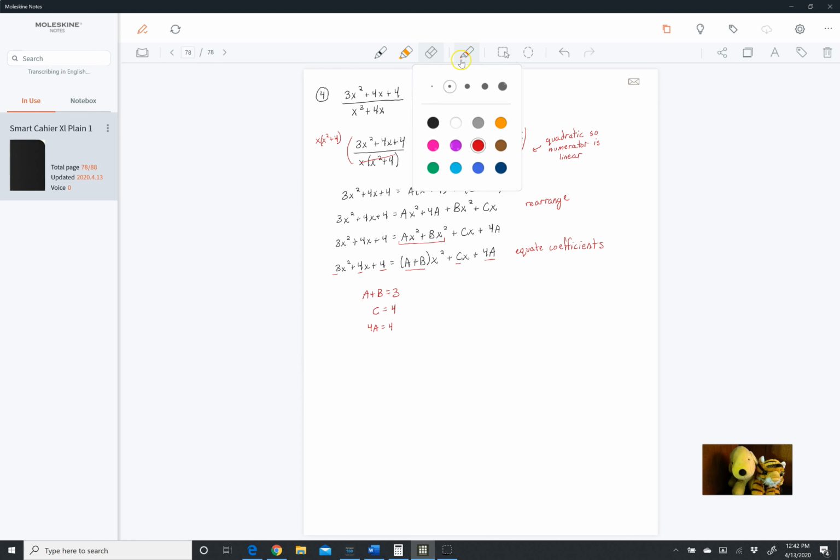So we can use this. This isn't even a system. We can use this to solve. So if 4a equals 4, then a is equal to 1. So we have c, we have a, and now we need to solve for b. So a is equal to 1, so 1 plus b is equal to 3, so b is equal to 2.